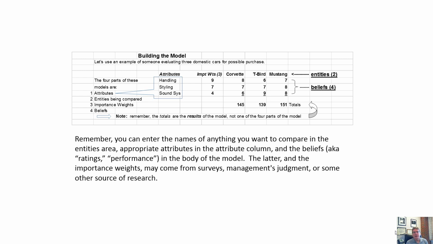I've got an excerpt of one here, and we can see it says building the model, and this is looking at someone who has narrowed the field to 3 different cars they're trying to consider. The 4 parts you want to look at for a Fishbein model are the attributes. That's why you have the name multi-attribute model, because there is generally more than one attribute being considered.